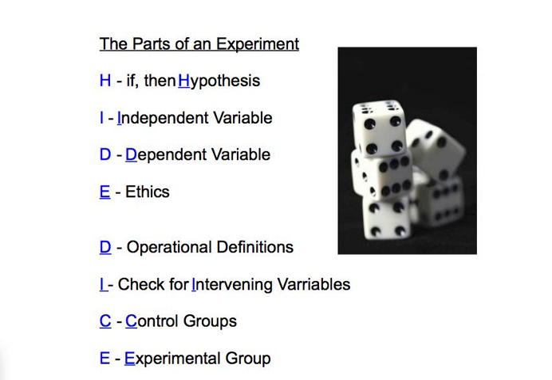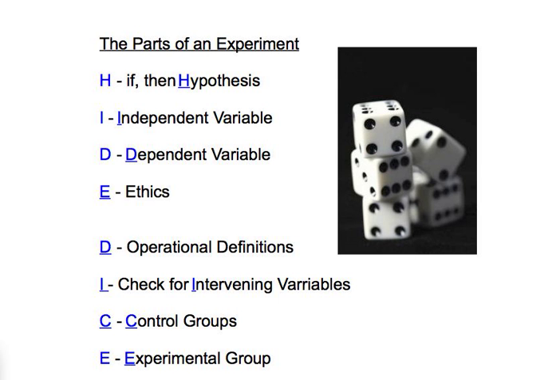Okay, so let's take a look at the third mnemonic for research methods. This mnemonic is HIDE DICE. I use HIDE DICE to help go over the different parts of an experiment. An experiment is the most precise of all the research methods, and with that precision comes some particular terminology, so I give it a specialized mnemonic just for that.